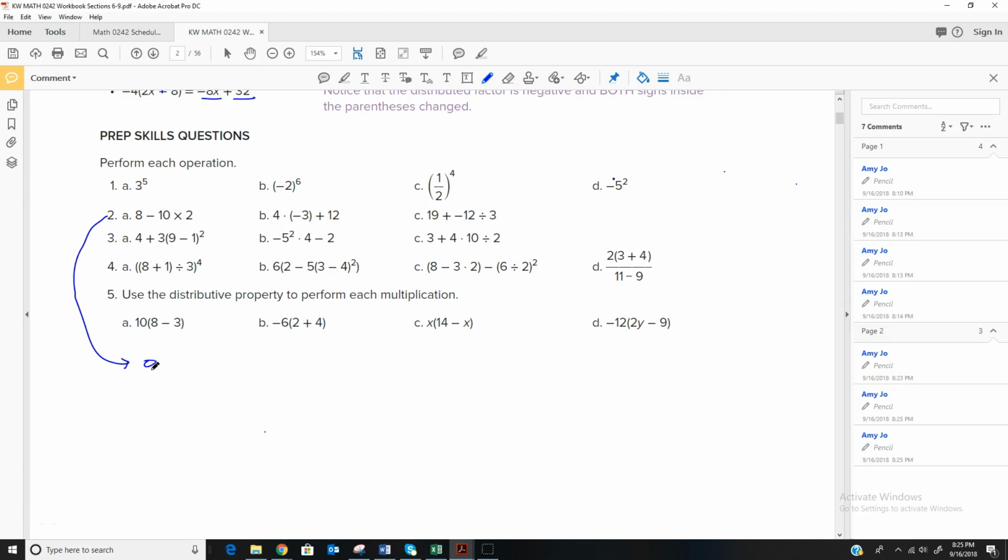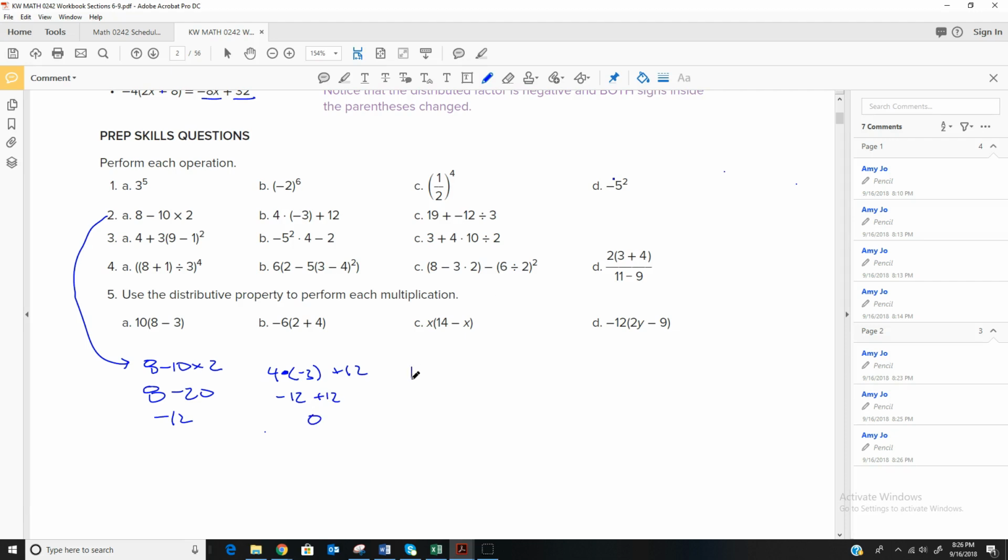8 minus 10 times 2. That would be 8 minus 20 because we do the multiplication first, which would be negative 12. Then we have 4 times negative 3 plus 12. So think to yourself a minute what you think should be done first. And it should be the negative 12 because the multiplication should be done before the addition. And then negative 12 plus 12 would just be 0.